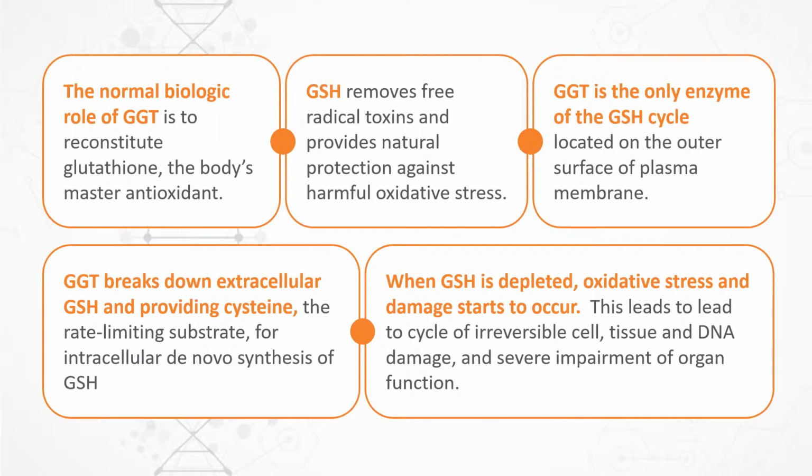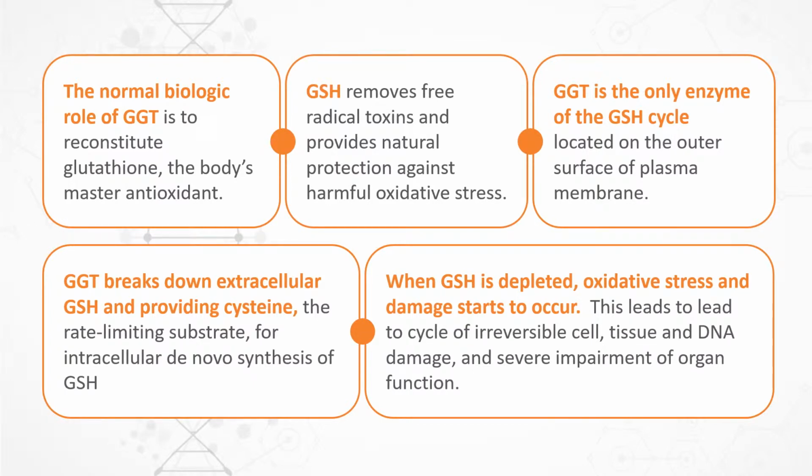GGT reconstitutes glutathione. GGT is the only enzyme of the glutathione cycle located on the outer surface of the plasma membrane. So it faces the bloodstream. It faces the interstitial tissue. GGT allows glutathione to be recycled, and it's the thing that permits that recycling. It's the rate-limiting step for cysteine. And so in order to get more GSH, or glutathione, inside the cell, you have to have GGT.